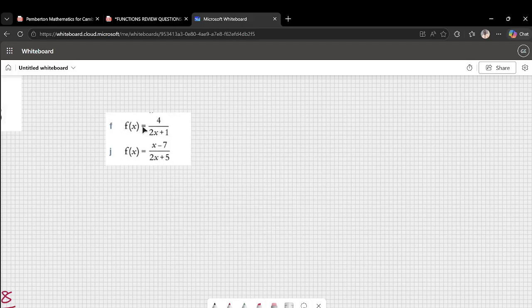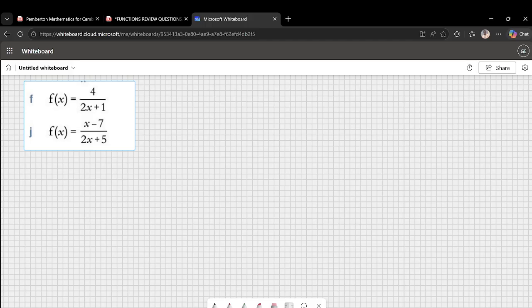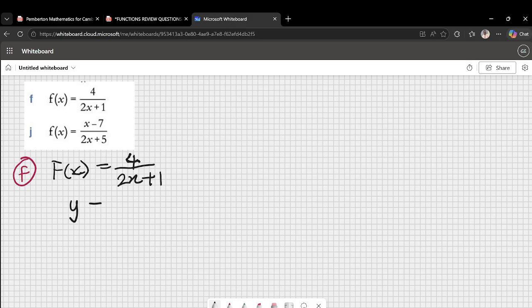So you can see that this one is a fractional part, so we are going to do it step by step. Let me take the first one, f. For the first one, f, we have f of x is equal to 4 over 2x plus 1. Our first step is to make y equal to the function, as we know before. Then the next step is to swap x and y. That will be x equals 4 over 2y plus 1.